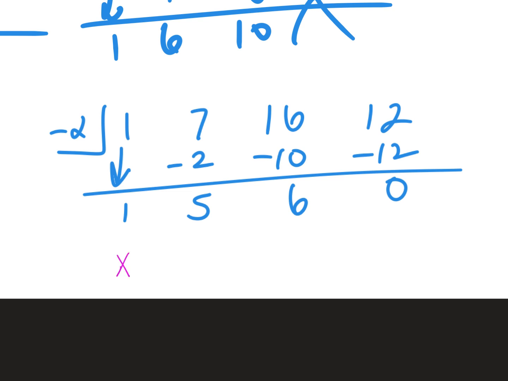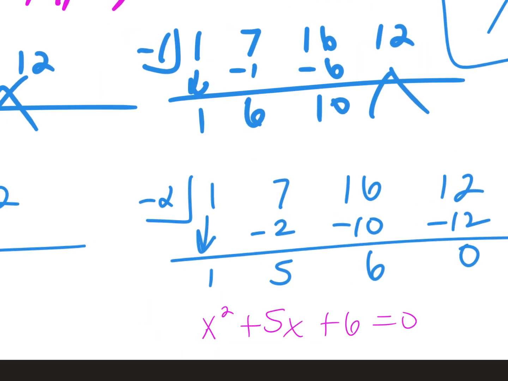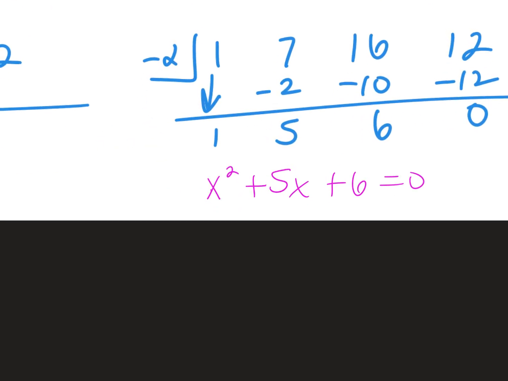X squared plus 5x plus 6 equals 0. Remember, whatever you start off with, your resulting polynomial is going to start with one less. So now we like to see at this point, guys, we have two options. We are at a quadratic. Do you see that the highest exponent here is a 2? You could just jump in and use the quadratic formula. But I would first try to see if this factors.